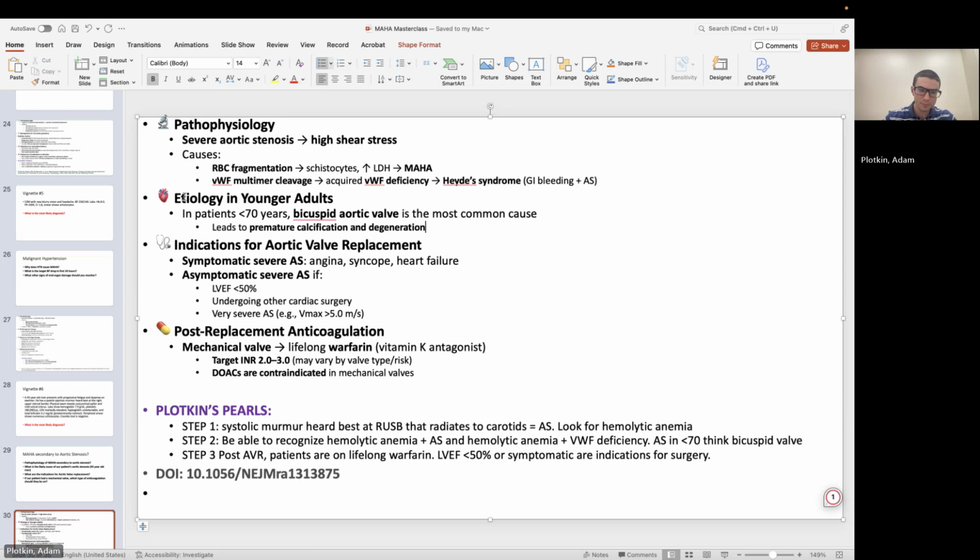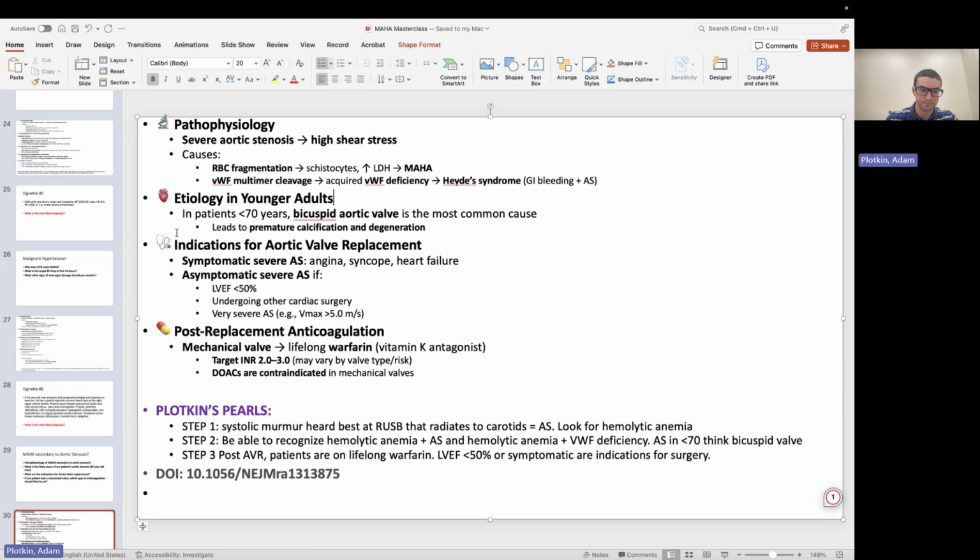Something to consider: when we think about why this younger adult has aortic stenosis, in patients less than 70 years old, you need to think about bicuspid aortic valve. The aortic valve usually has 3 cusps. When it has 2, it becomes more stenotic. It leads to premature calcification and degeneration, which then causes the stenotic valve. Classic. This is a really good Step 1 question. You'll get a younger patient, like 50 years old, with a systolic murmur at the right upper sternal border that radiates to the carotids, and they'll ask you why, and you're going to pick bicuspid aortic valve.